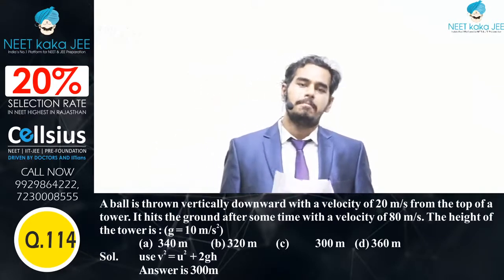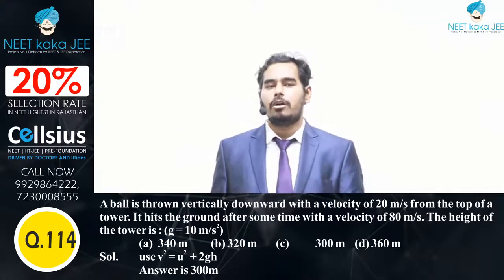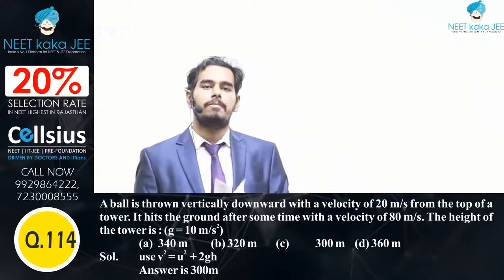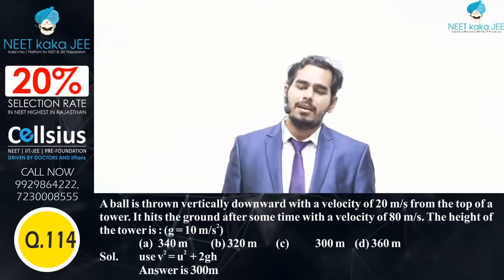Okay, so this is as simple as this. You utilize V square because V is also given, U is also given, V square equal to U square plus 2GH, and thereby you are going to get the height of the tower.